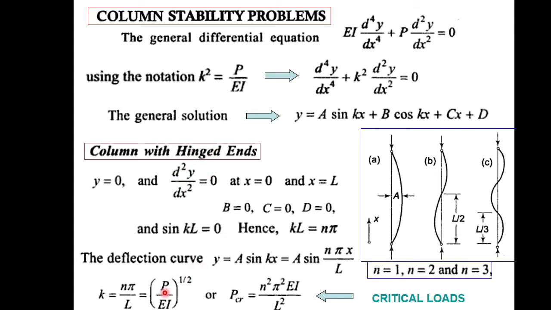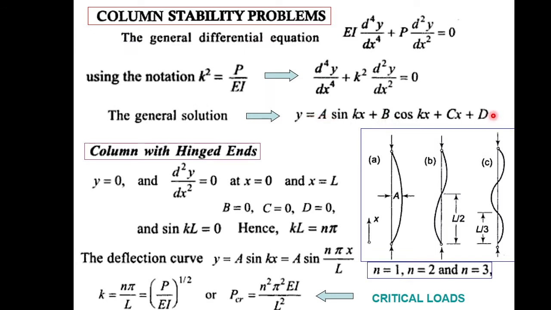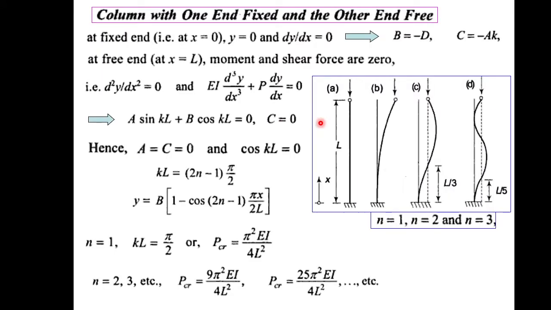This part is known as the Euler buckling load, right? For hinged end. And for other types of boundary condition, this is fixed and free. This is how we solve for the constants A, B, C, D. A, B, C, D are the constants of this general solution. Then we also get the critical load for this particular boundary condition, fixed free. The boundary conditions are different.